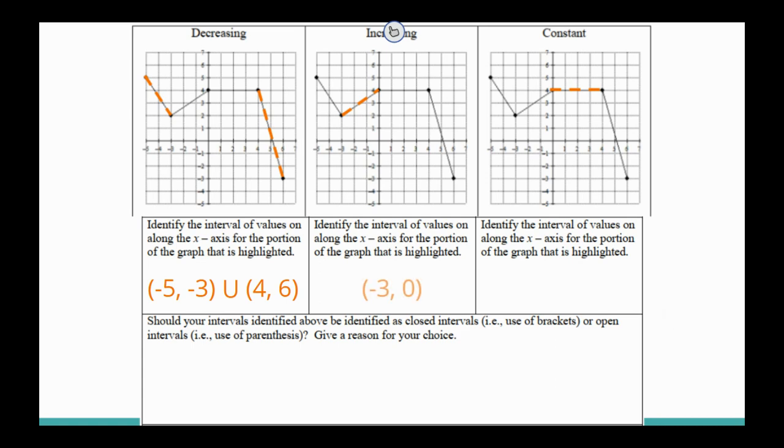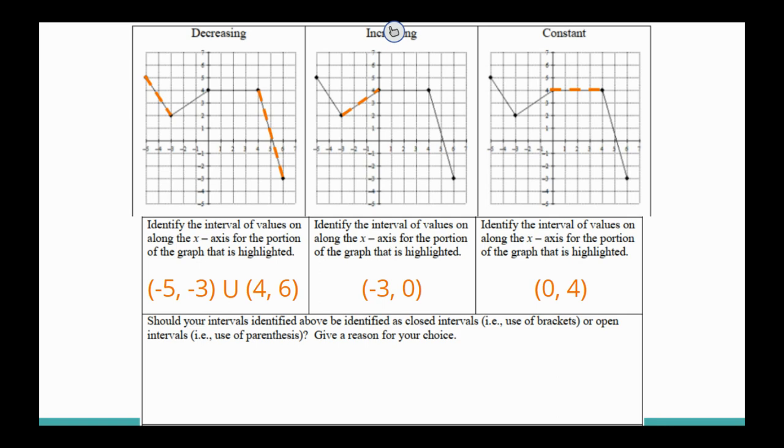Okay, so increasing was between -3 and 0. Constant is between 0 and 4. Okay, and we're using parentheses instead of brackets. Anybody know why? I didn't think you would, okay.